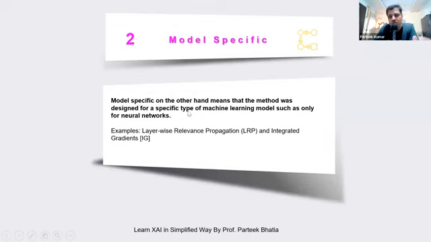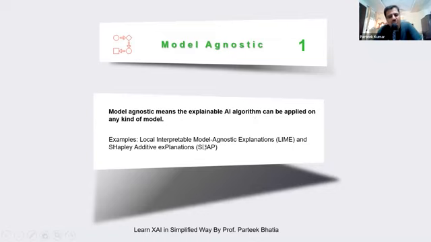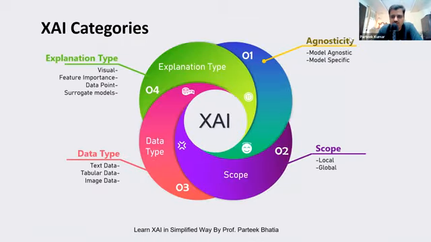But if your approach is limited to a particular kind of classifier, for example if the algorithm can only be applied to a neural network, then it is called model specific, because you cannot apply it on a support vector machine. We have a method called LRP, layer-wise relevance propagation, which is model specific: it can only be applied on neural networks, not on support vector machine, naive Bayes, and so on. While LIME is model agnostic, and SHAP is model agnostic, which can be applied on any kind of model. So this is one kind of categorization, model agnostic and model specific. I hope this point is clear to you.